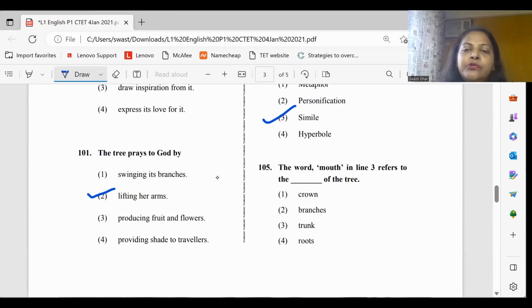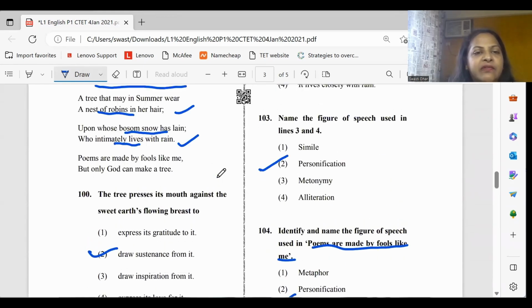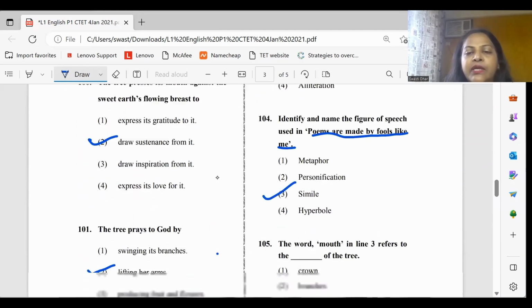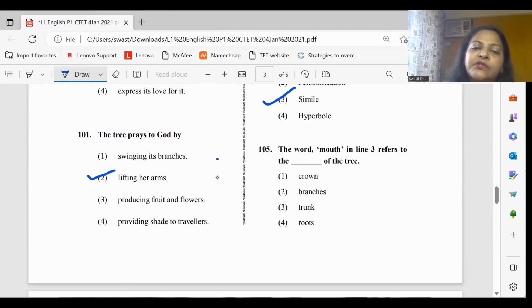The word mouth in line 3 refers to dash of the tree. So again, it's the same line they're talking about. The hungry mouth is pressed. So when we're talking about the mouth, we're looking at the roots of the trees because it is the roots which are pressing into the earth's breast. So we have reached question 105. So that's the end of comprehension.